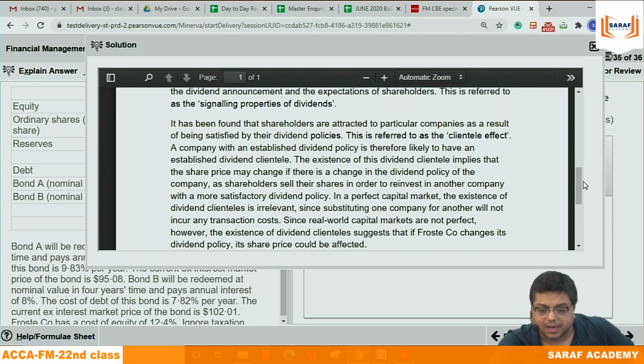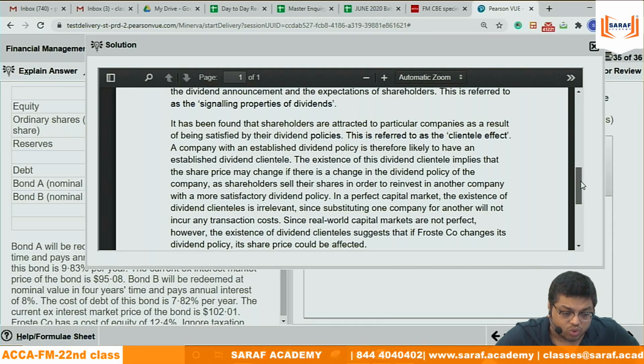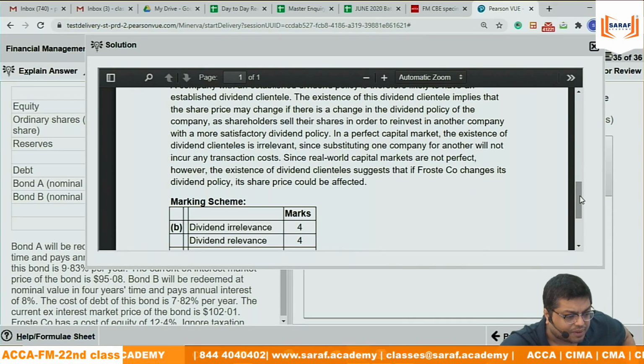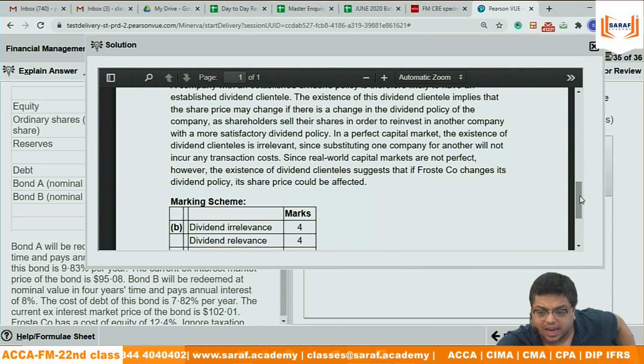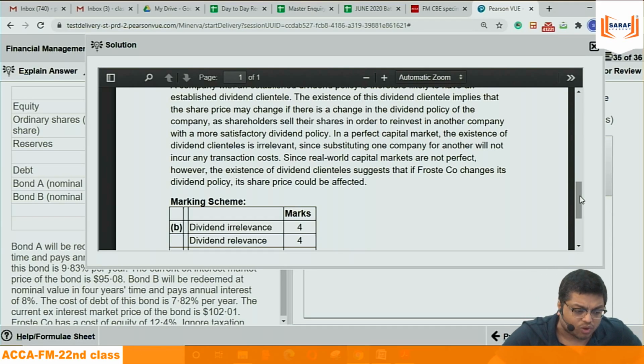In a perfect capital market, the existence of dividend clientele is irrelevant, since substituting one company for another will not incur any transaction cost. The clientele effect is also based on a perfect capital market. There is no brokerage, there is no transaction cost. Since real world capital markets are not perfect, however, the existence of the dividend clientele suggests that if the company changes its dividend policy, the share price would be affected.